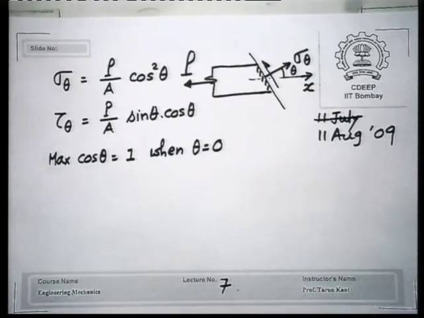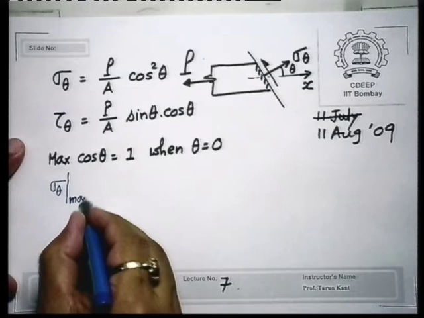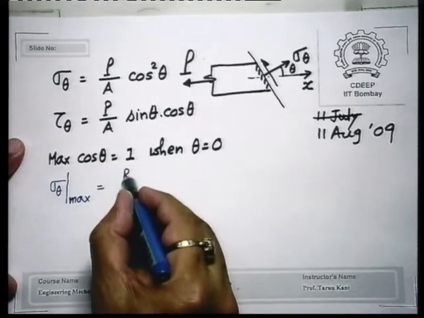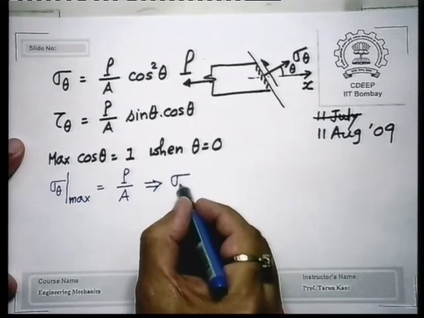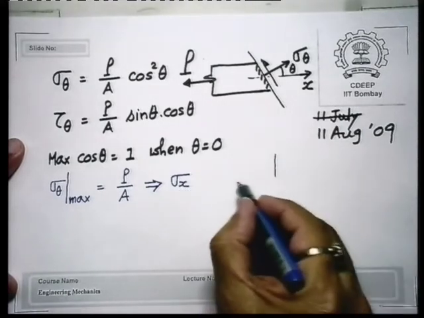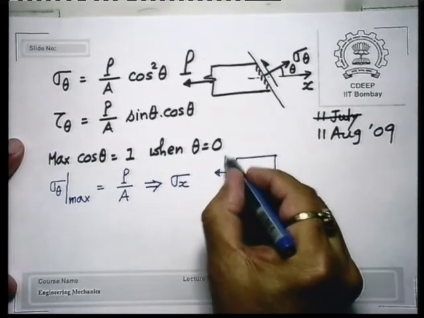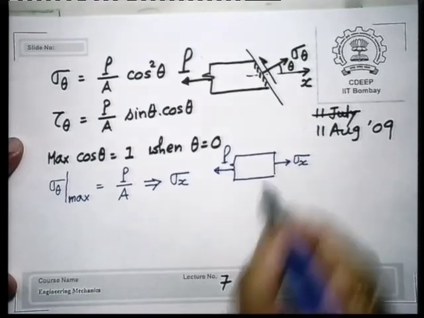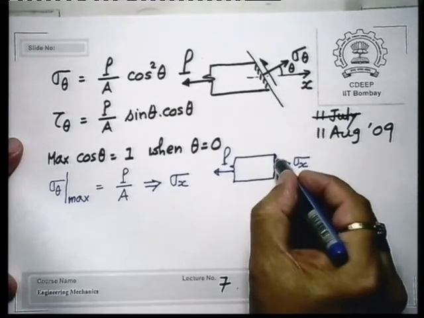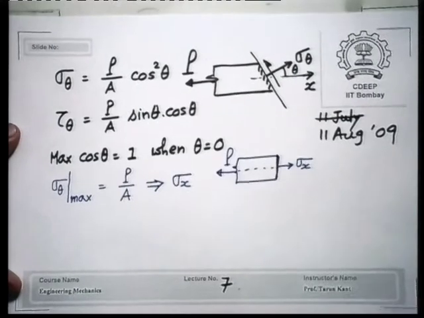So, it is very clear that the maximum value of sigma theta will be equal to P by A, and that will correspond to sigma x, that means that will correspond to when the normal to the plane is along the x axis.